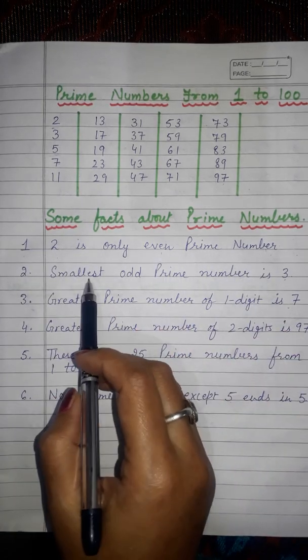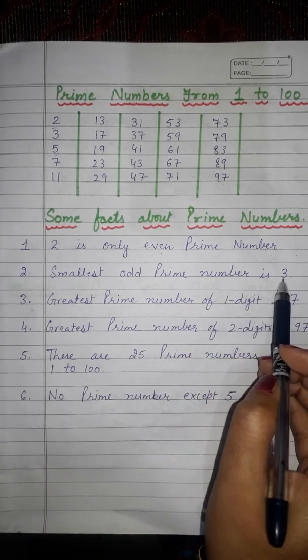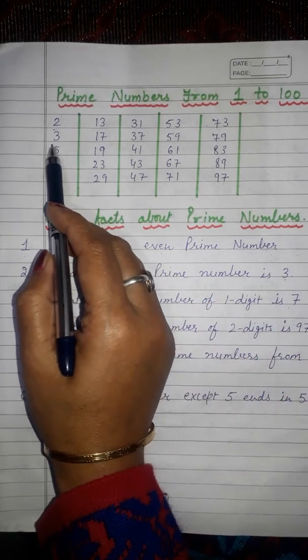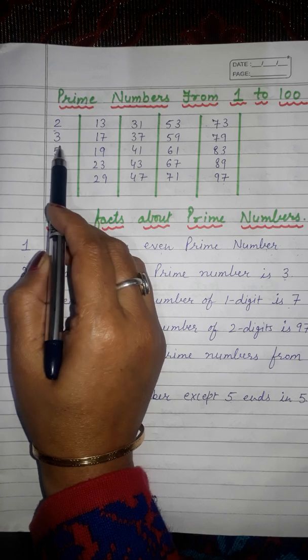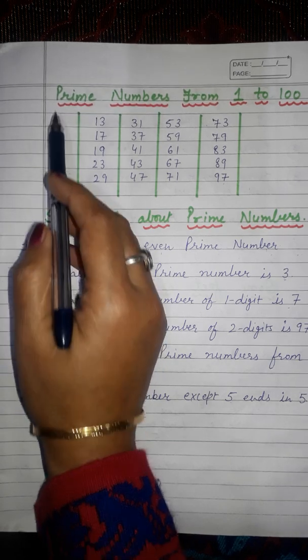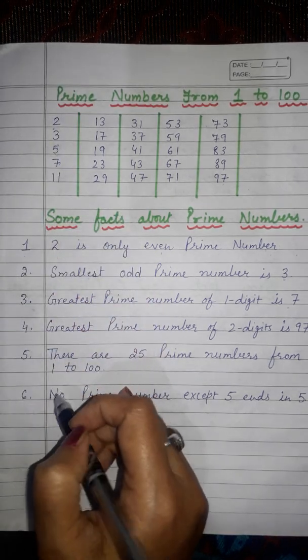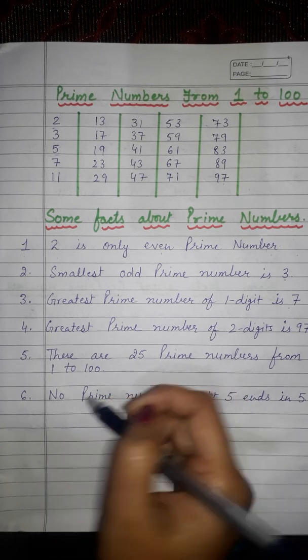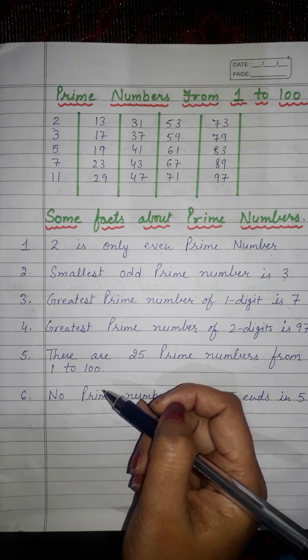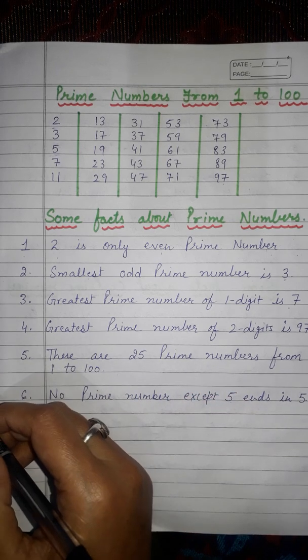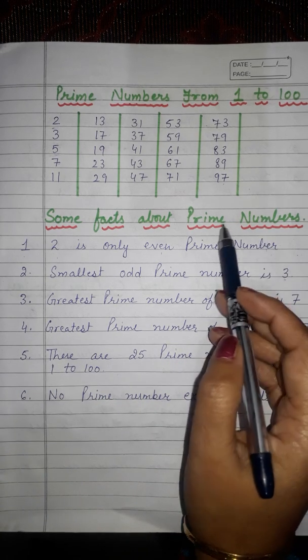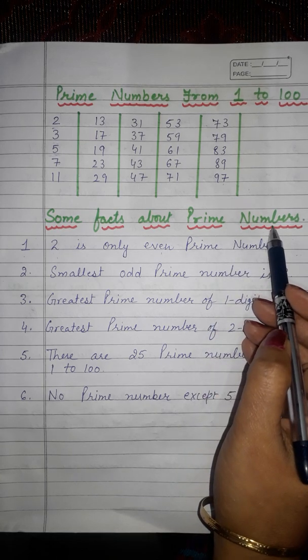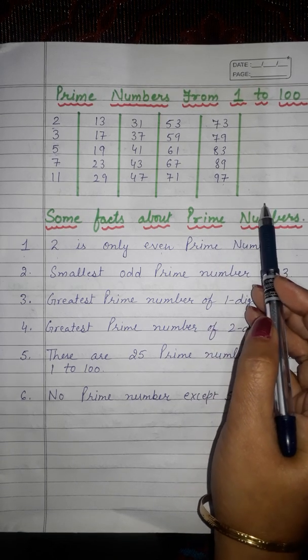The next is the smallest odd prime number is 3. Why is it 3? Why is it not 1? Why is 1 not a prime number? Is 1 a prime number or a composite number? If we talk about 1, how many factors does 1 have? 1 has only one factor.